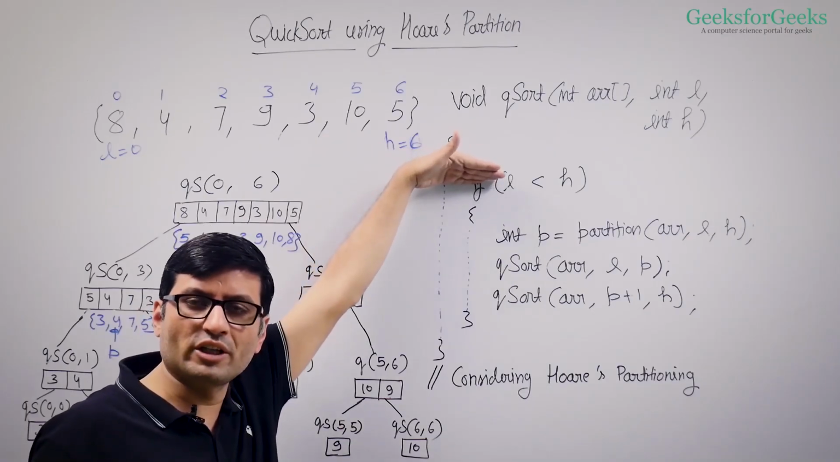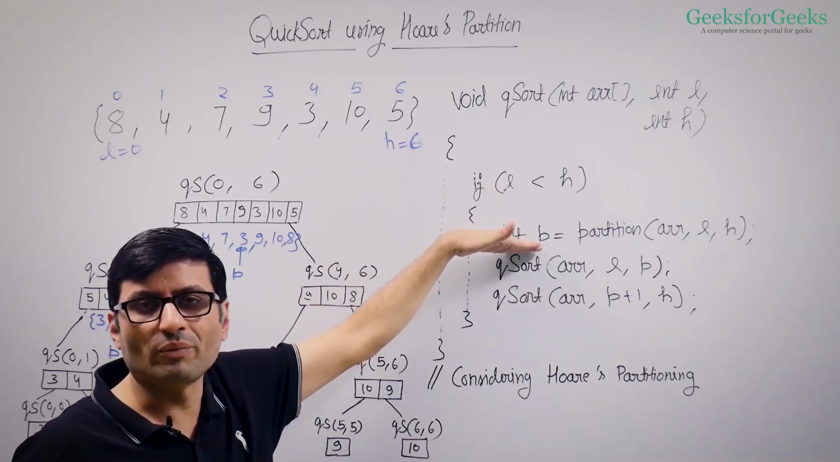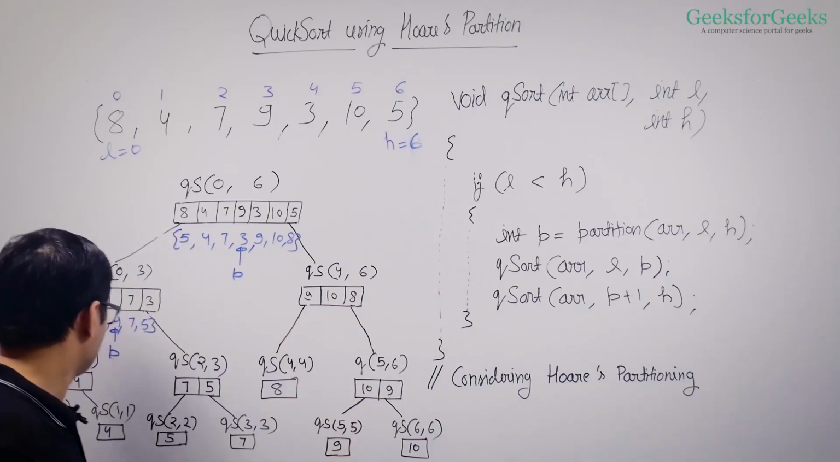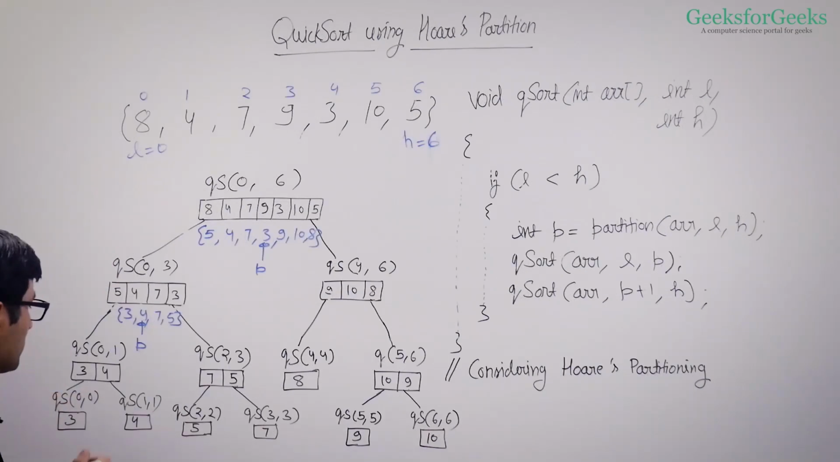Since L is smaller than H, you will come inside. When you come inside, you will again call Hoare's partition. So Hoare's partition is called for 3 to 4. And what this partition does, it keeps the array 3 to 4 as it is if you run the Hoare's partition algorithm. And it returns you pivot index as 0. This is what your new P is, right?